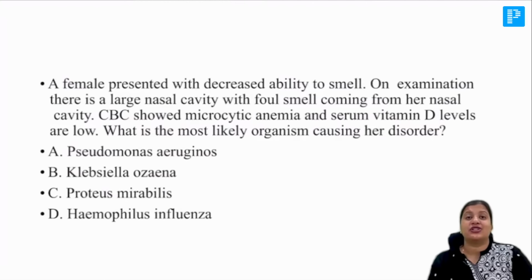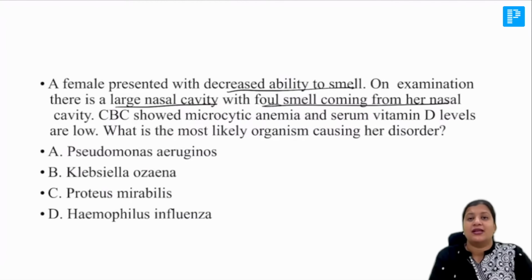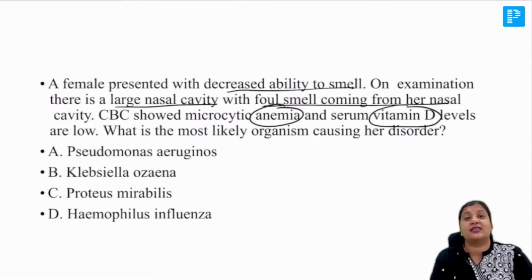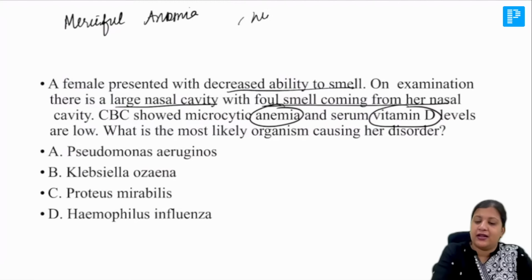A female presented to you with decreased ability to smell, and on examination, there's a large nasal cavity with a foul smell coming from the nose. CBC is showing anemia and vitamin D deficiency. There is a nutritional deficiency also. What is the most likely organism responsible for her disorder? Whenever you see anosmia, whenever you see a wide roomy nasal cavity, what should your answer be?